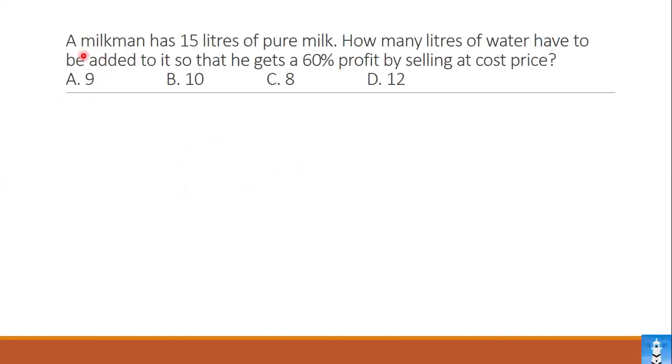Okay, so here we have a problem. A milkman has 15 liters. And by the way, in this problem, I would certainly like to make a point. And that point is that there are three reasons why people make mistakes in these types of problems. People make mistakes because they do not understand the problem's information that is given there. And this information is given in a complicated manner. So you have to understand the problem.